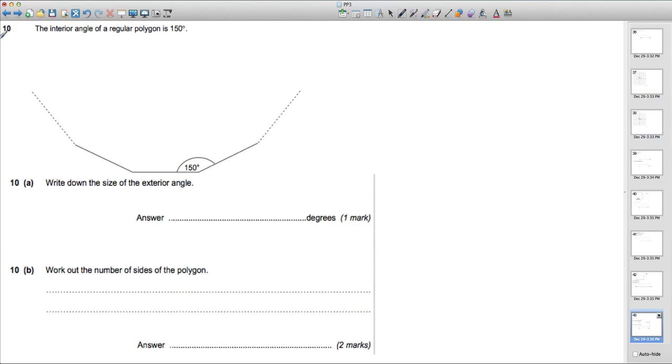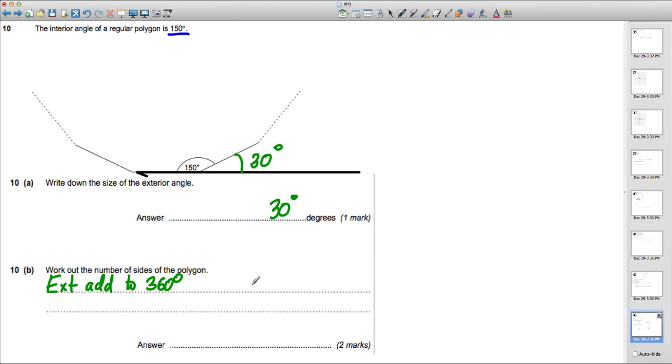Okay, question 10. The interior angle of a regular polygon is 150. Write down the size of the exterior. The exterior is the angle you get if you extended the side, what angle does that extension make with the outside of the shape? It's 30 degrees, so the answer is simply 30 degrees there. Work out the number of sides of the polygon. All exterior angles add to 360. That's a rule you need to know. If each one's 30, then 360 divided by 30 gives you 12 sides. There are 12 of these angles, one angle per side, so 12 sides.